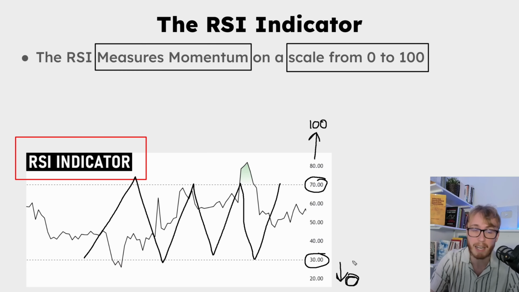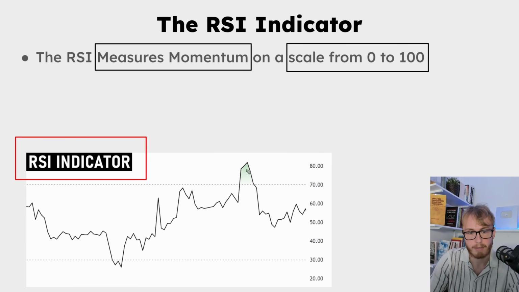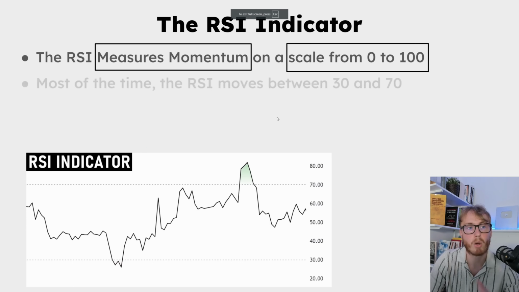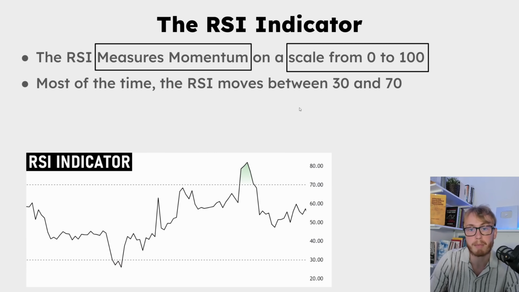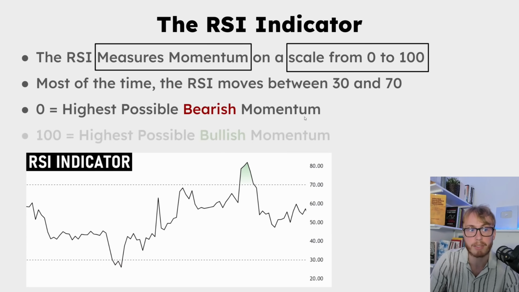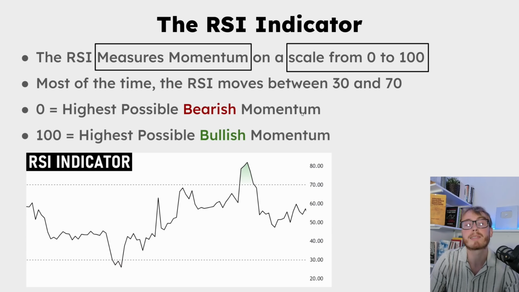It might touch 5 when the price is extremely oversold, but most of the time it will oscillate between 30 and 70. For example, right here you can see that the RSI reached just above 80 as the highest point, and we reached maybe 25 here as the lowest point. So just to repeat, most of the time the RSI moves between 30 and 70, and 0 is the highest possible bearish momentum, while 100 is the highest possible bullish momentum.